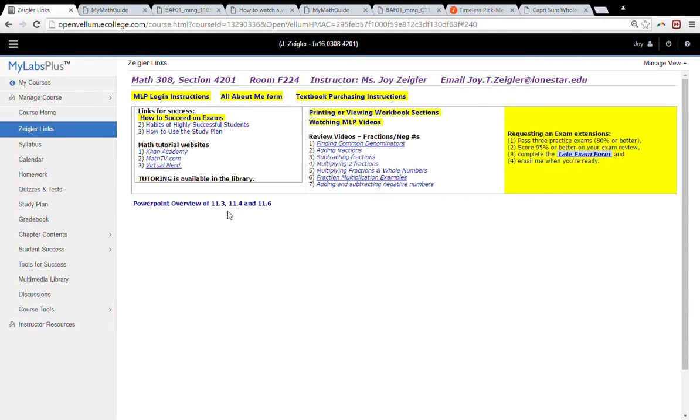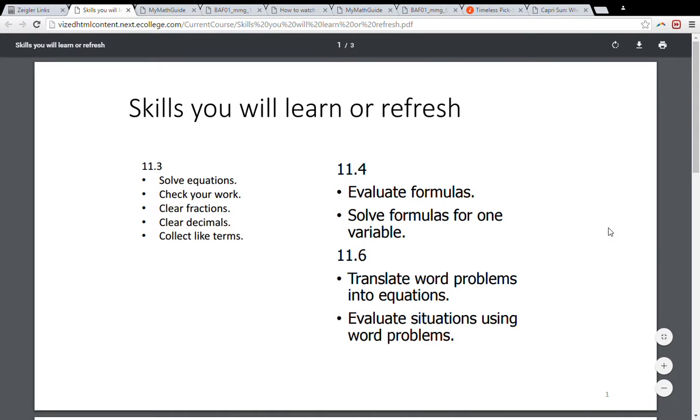Here we are in the Zeigler links again, and I want to go over a short PowerPoint about the terms you need to know about today's lesson and what it is you will be getting out of it. So you're going to be doing homework for 11.3, 11.4, and go ahead and start on 11.6.